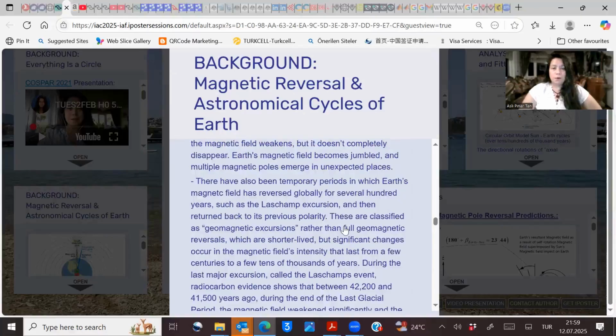These are called geomagnetic excursions rather than full geomagnetic reversals, which are shorter lived, but there are significant changes that occur in the magnetic field's intensity.